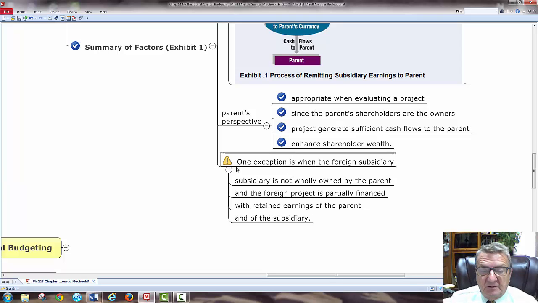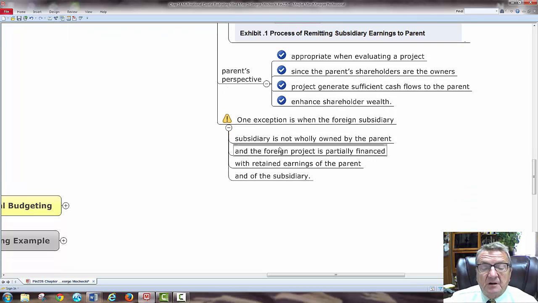One exception, we got the warning, is when the foreign subsidiary is not wholly owned by the parent. So when you read this, what it's going to say is, I have a foreign subsidiary and we're in a merger, or we're doing just an alliance or a partnership. So it's financed between two of us, so I don't have the full control of it. So basically I have to split the profitability, or retained earnings of the parent to subsidiary.